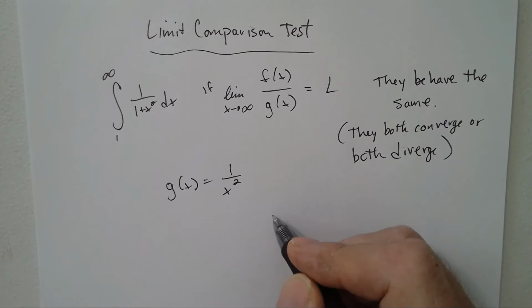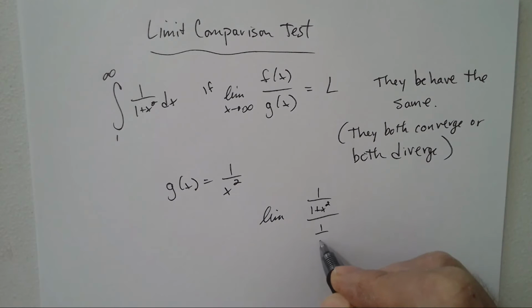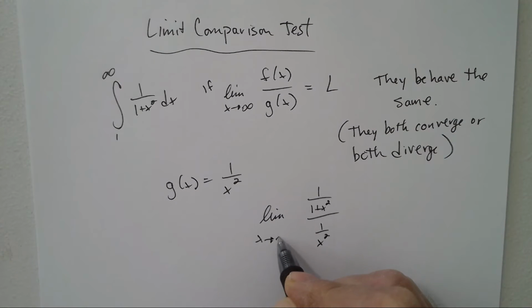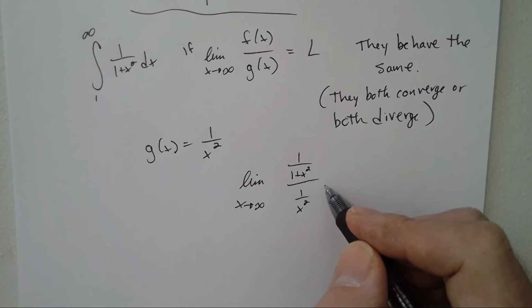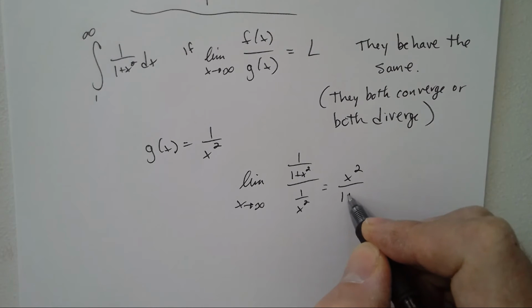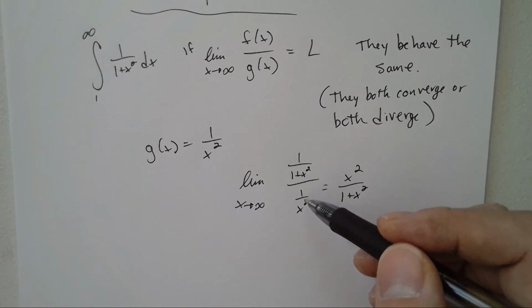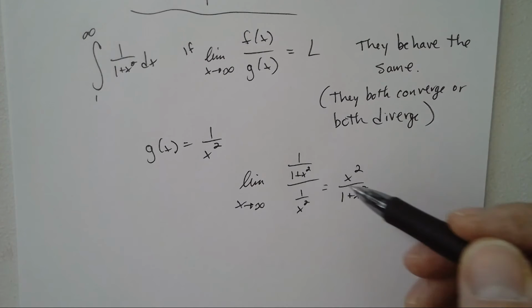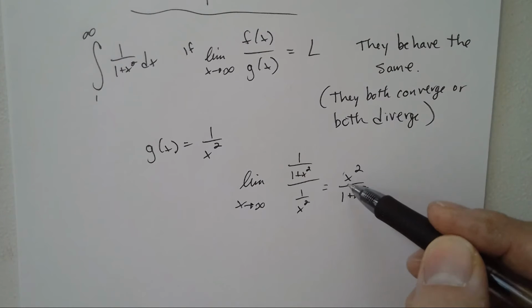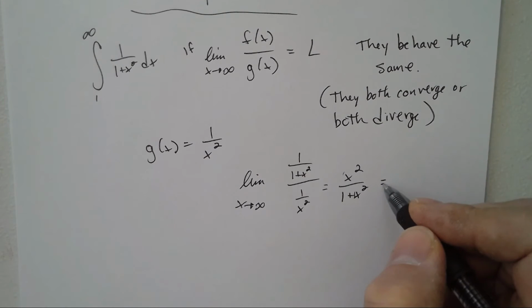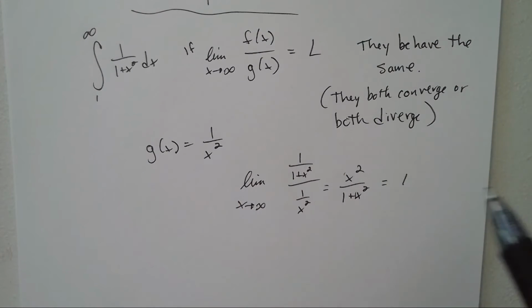So now I'm going to find the limit of the original over my comparison function as x goes to infinity. And evaluating that limit, that's the same as x squared over 1 plus x squared. You can see that it's going to become 1. You could use L'Hopital's. I multiplied the top and bottom by x squared is what I did there, or just flip this and multiply. So you can see the ratio of the coefficients is 1 over 1. You get 1, you can use L'Hopital's, but our limit ends up becoming 1. And since that is just a finite number, then they behave the same.